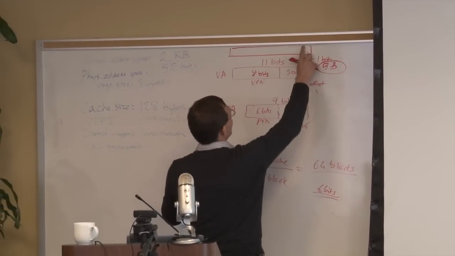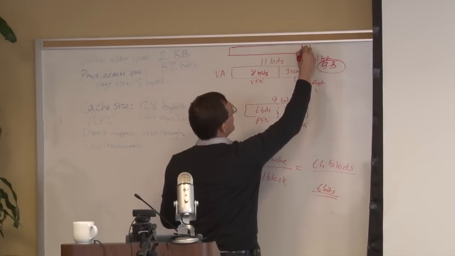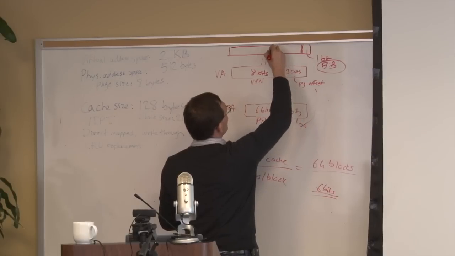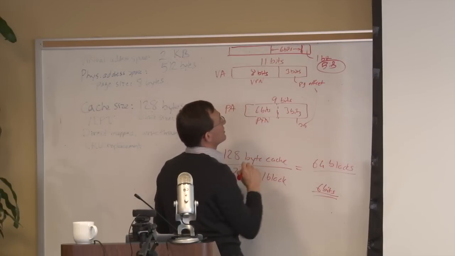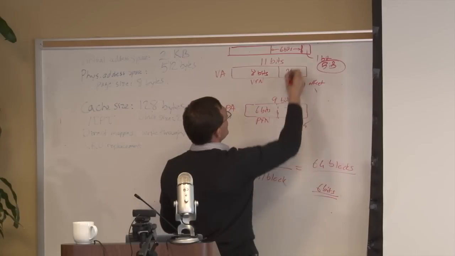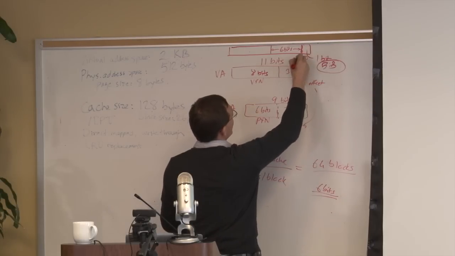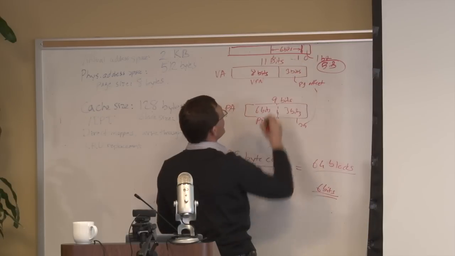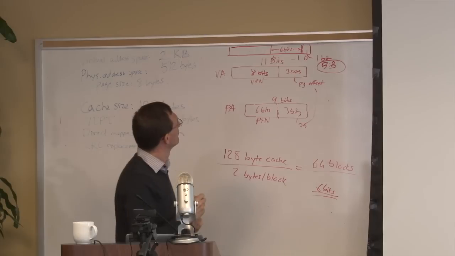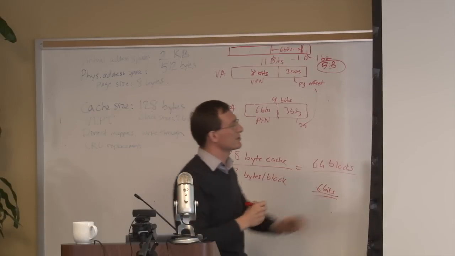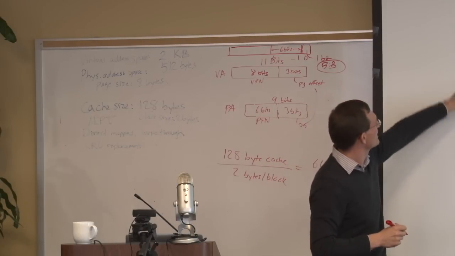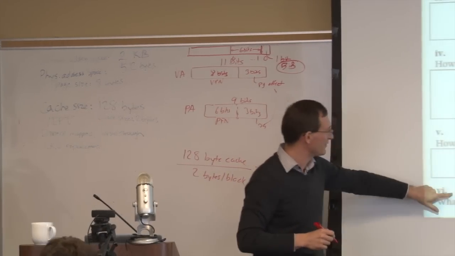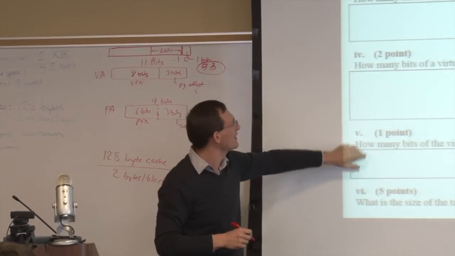Which bits exactly? Well, let's see. 1 bit comes from the byte in block, and you need to have 6 bits coming from the virtual address to index into the cache. Which bits? Well, bit 0 is the byte in block. Bits 1 through, I guess, what is that, 6? Yeah. Make sense? That's also easy. Well, I guess these are all 1 or 2 points. There's a 5-point question, which means that that's the interesting one, perhaps.